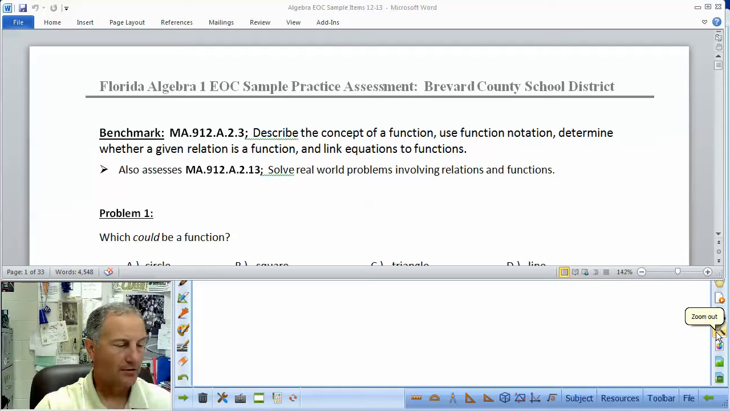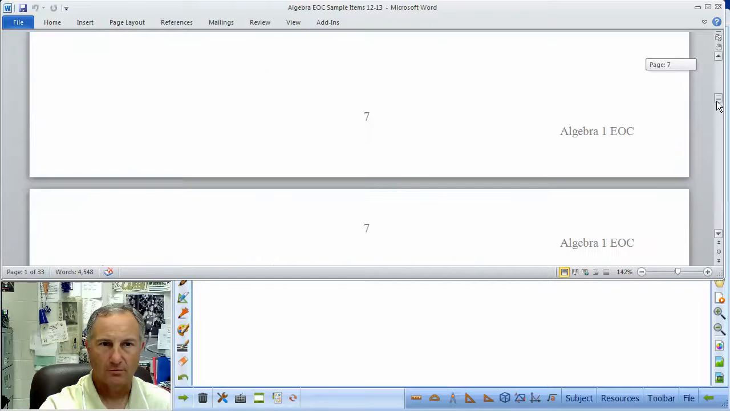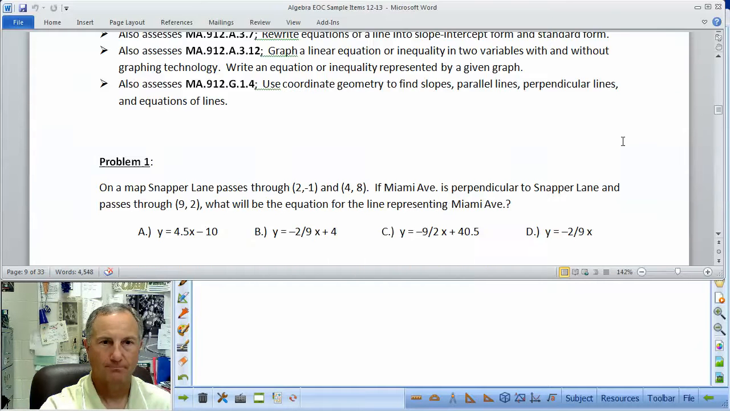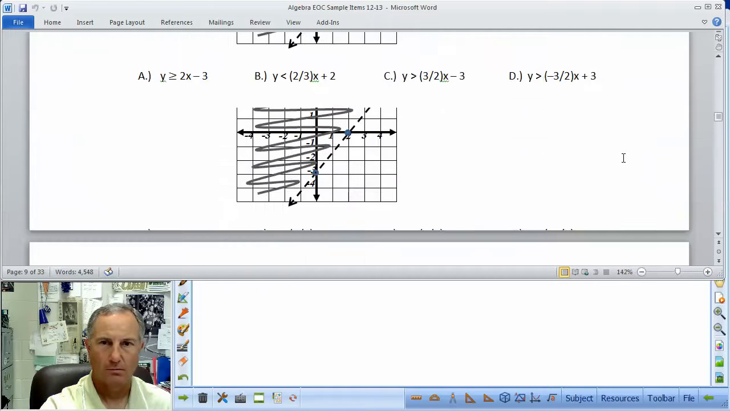Okay, A313. Okay, looking at it here. Let's get us caught up here. Come on. Catch up to us here.